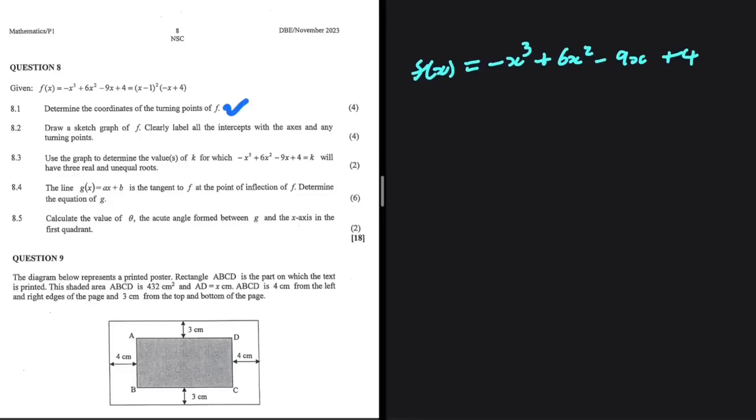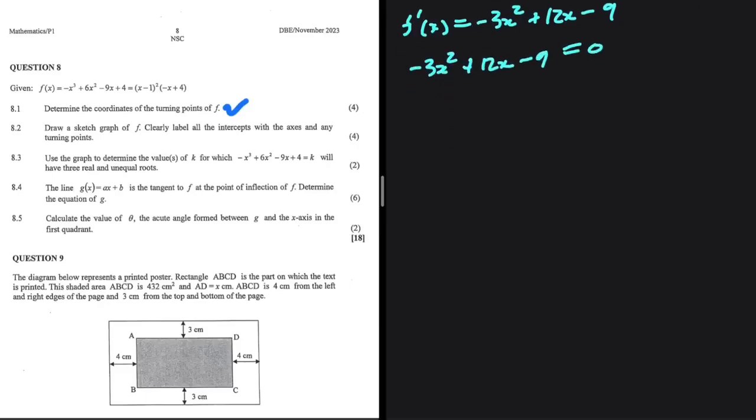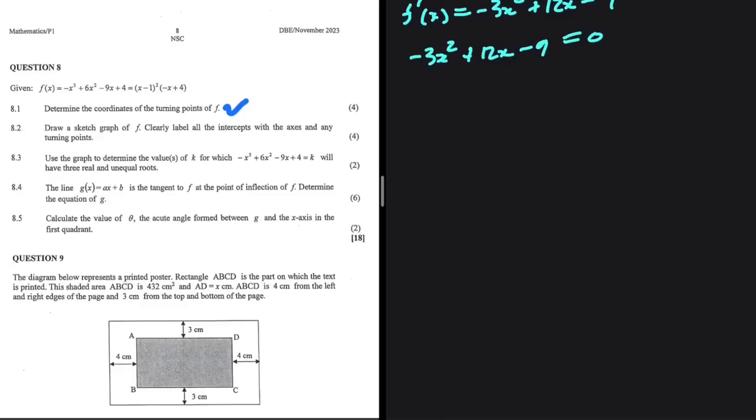So let's go ahead and do that. F prime of x will be equal to, so we simply apply the power rule here. We're going to get minus 3x squared plus 12x minus 9, and then minus 3x squared plus 12x minus 9 is equal to 0. So if we divide throughout by minus 1, we're going to have 3x squared minus 12x plus 9 being equal to 0. Let's go ahead and factorize this.